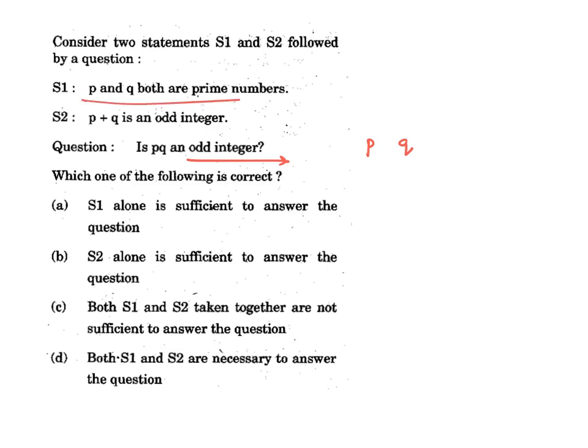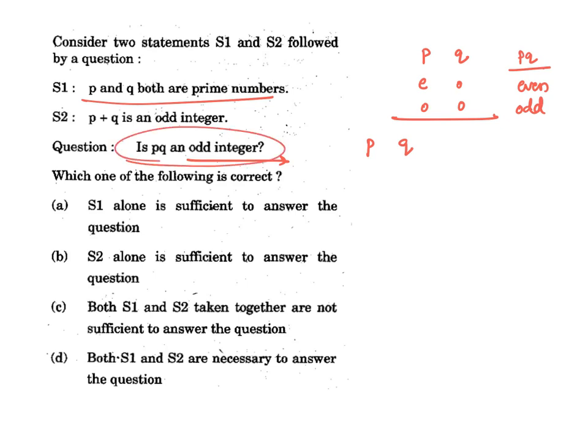So P and Q both are prime numbers. Now, except for 2, all the prime numbers are odd numbers. So 2 can also be there. So the possibilities are it can be even-odd or else odd-odd. So 2 possibilities are there. In the first case, P into Q becomes even. In the second case, P into Q becomes odd. So we are in a dilemma because we don't know whether PQ is even or odd. So we can't say by using statement 1.